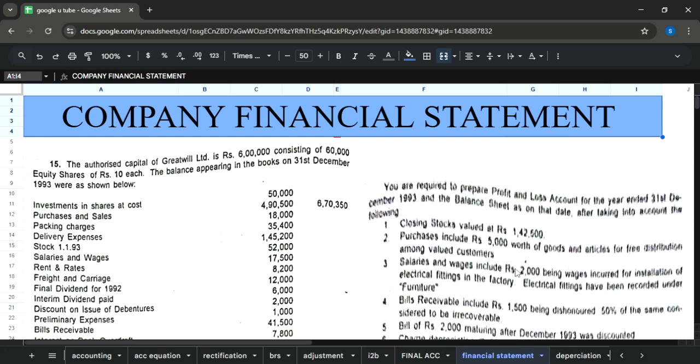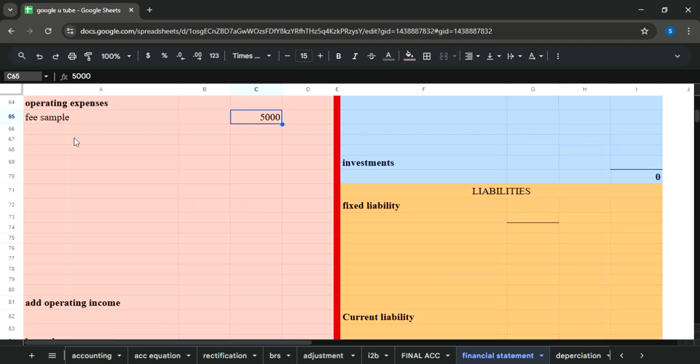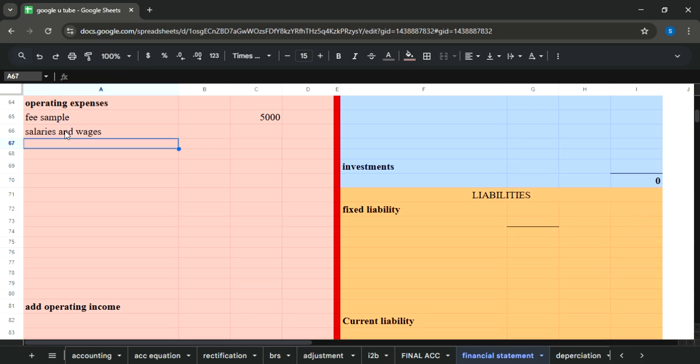Now number 3. Salaries and wages include 2,000 being wages incurred for installation of electric fitting. Electric fitting has been recorded under furniture, so there is a mistake. Actually, this amount of 2,000 was not supposed to be included in salaries. So we'll go to the operating expense side, and here we will mention salaries and wages. That wrongly included amount would now be excluded.